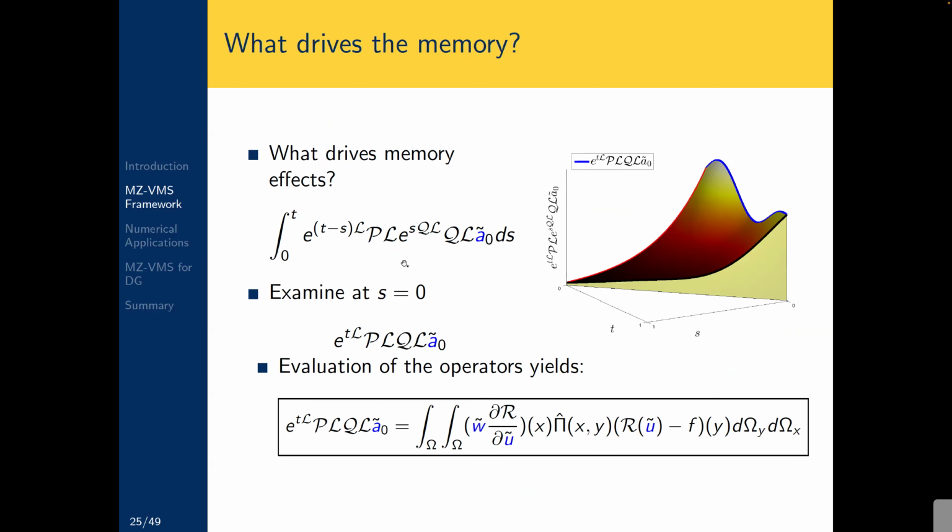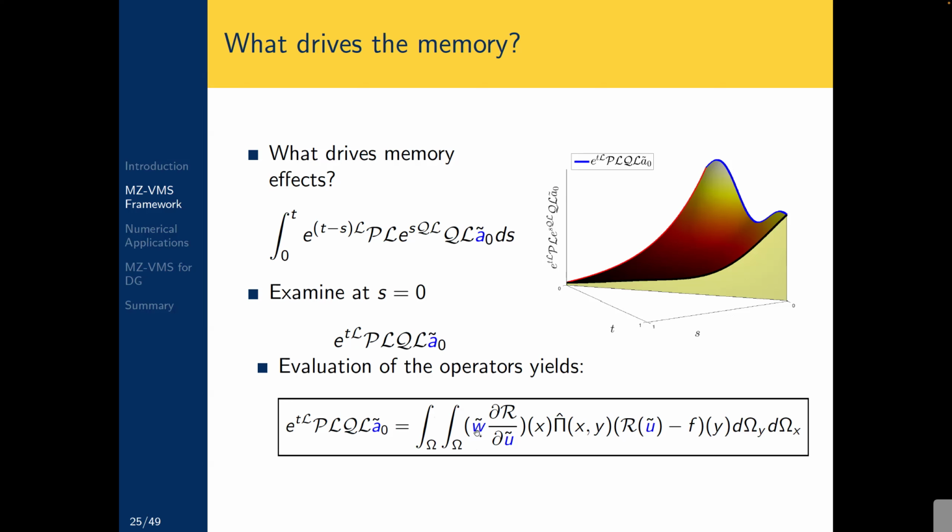So we're going to try to evaluate this e to the TL, PL, QL, A tilde naught. If you take each of these operators, are patient, work through the mathematics and do your bookkeeping right, you can show that evaluation of these operators yields this term here. And I'll unpack this a little bit.